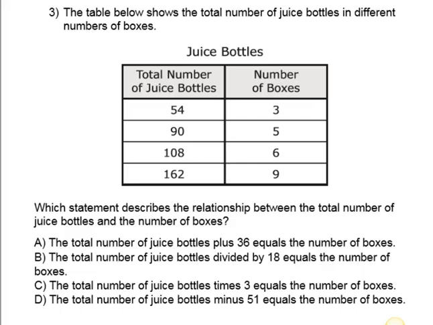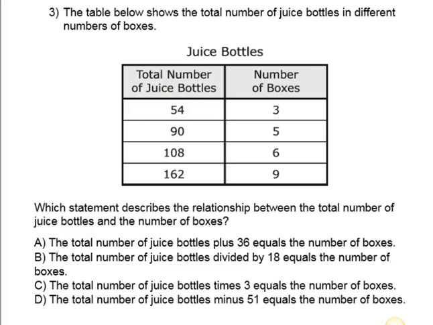The table below shows the total number of juice bottles in different numbers of boxes. Okay, so we have the total number of juice bottles in the left column, and in the right column, the number of boxes. So for 54 juice bottles, we have 3 boxes. For 90 juice bottles, we have 5 boxes. For 108 juice bottles, we have 6 boxes. And for 162 juice bottles, we have 9 boxes.